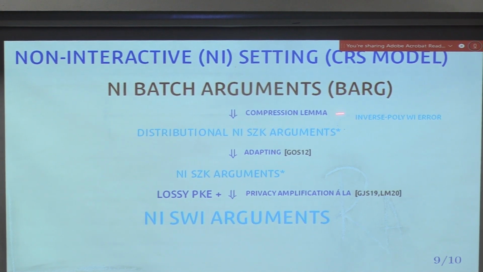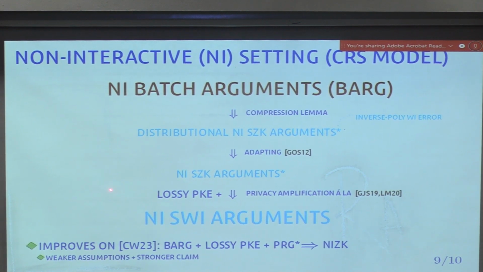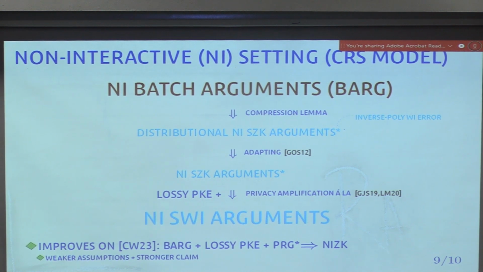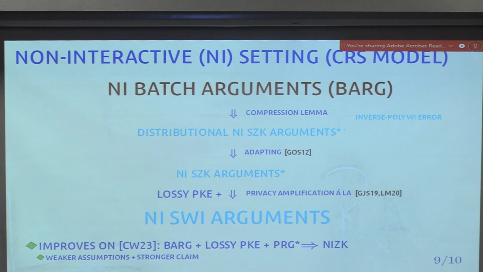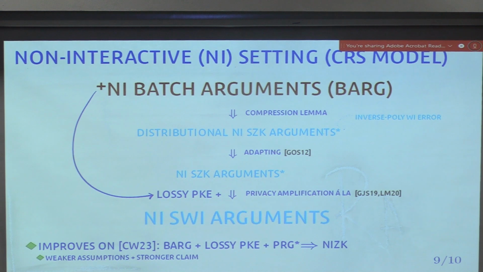What we show is that if you have BARGs and lossy PKE, then you get NIZK arguments. This improves on a recent work that's going to appear at Crypto. There was a paper by Champion and Wu, which showed that if you have BARGs, lossy PKE, and sub-exponentially hard PRGs, then you get computational NIZKs. We show that you don't need this assumption, and you still get statistical zero knowledge, so it improves this result twofold. We additionally show that if you have just a BARG with an additional assumption, you can construct lossy PKE from this, and therefore BARGs imply NIZK arguments.